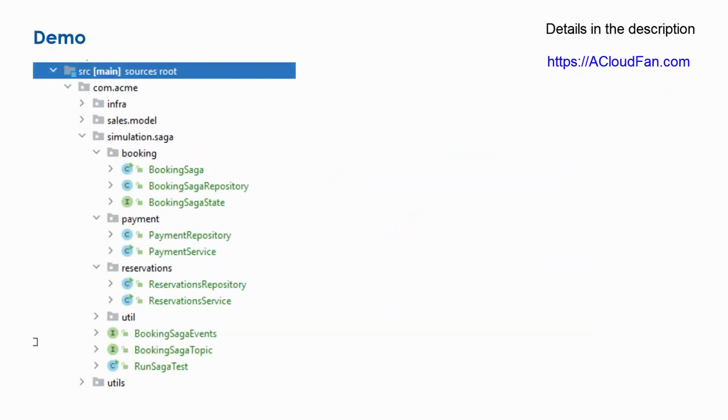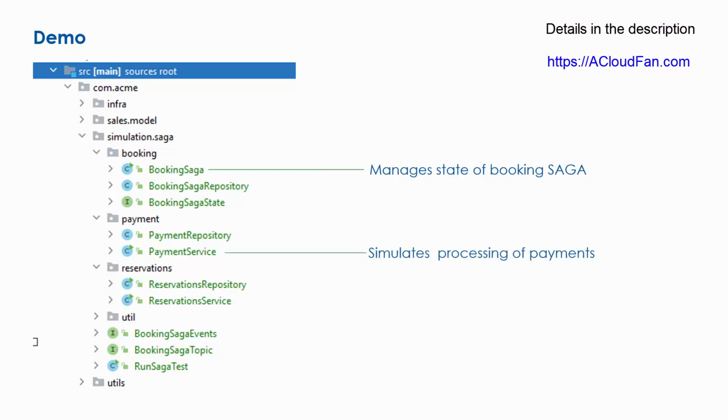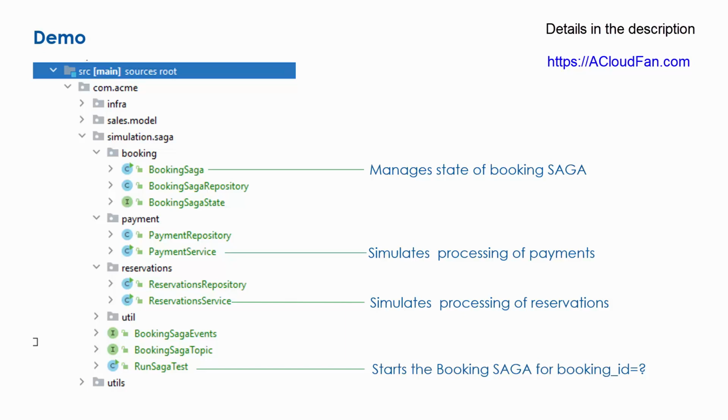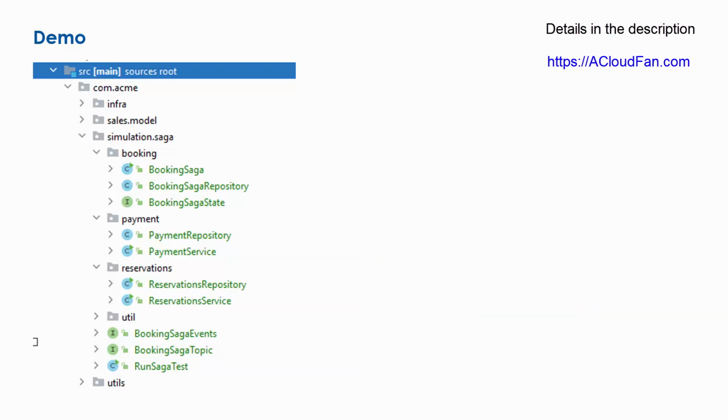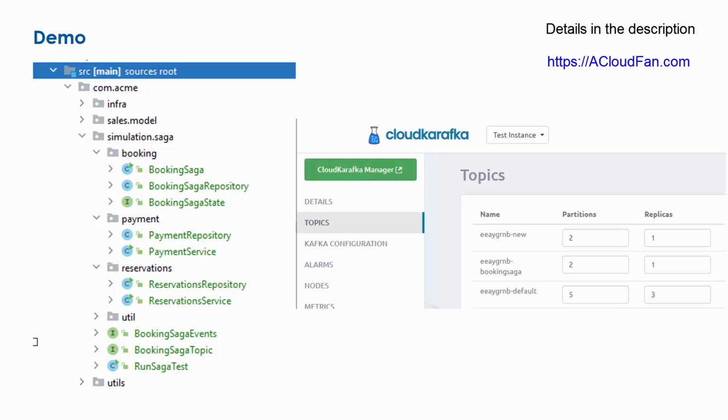Before I show you the booking SAGA in action, let me show you how it's implemented. There are three main service classes. The booking SAGA class manages the state of the booking SAGA. The payment service simulates the processing of payments, and the reservation service simulates the processing of reservations. The run SAGA test class executes the add booking transaction on the booking SAGA service to initiate the flow of the booking SAGA. I've already created a topic on Cloud Kafka.